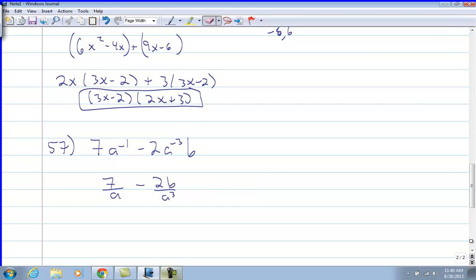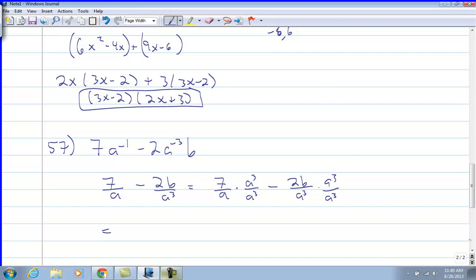I think this is a problem that gets most students. So 7a times a cubed over a cubed minus 2b over a cubed times a cubed over a cubed. So really I'm multiplying by 1 in each case.